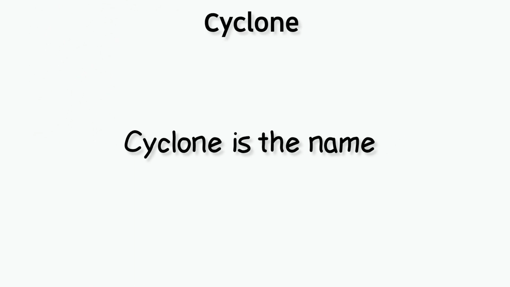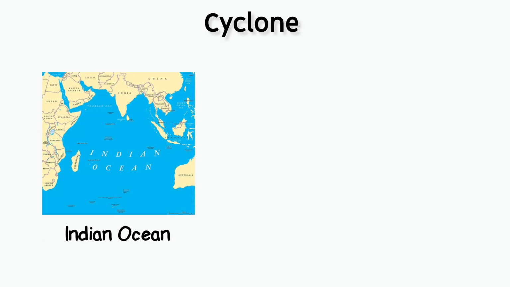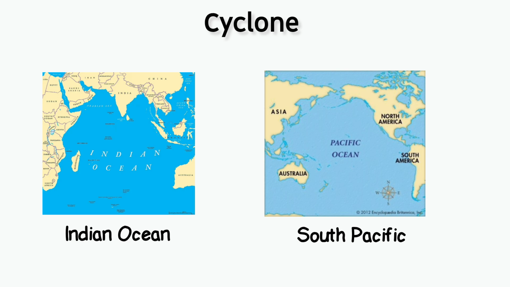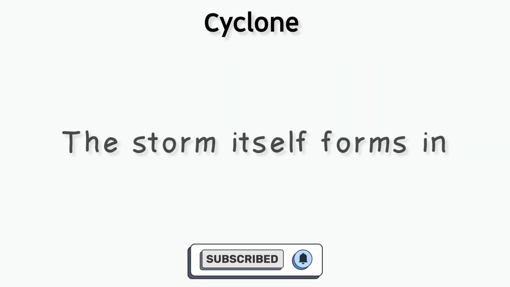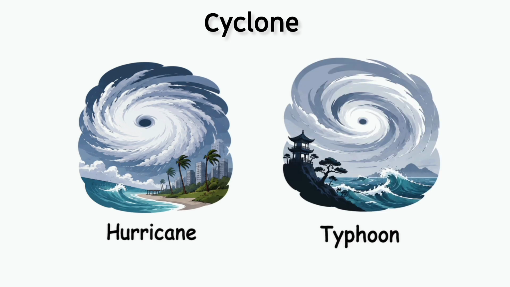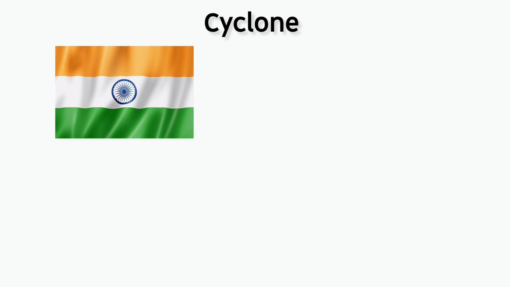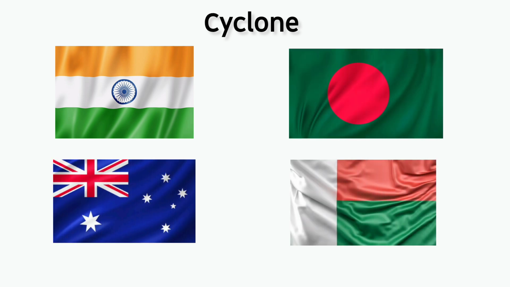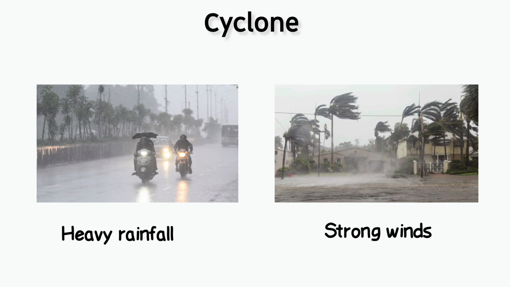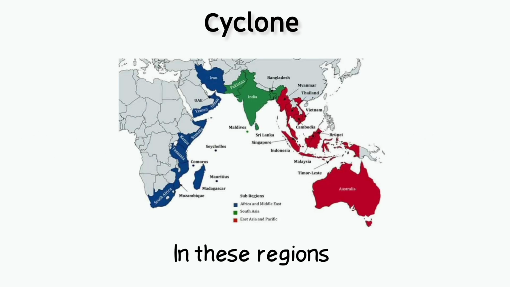Cyclone. Cyclone is the name commonly used for tropical storms that develop in the Indian Ocean and the South Pacific. Although the name changes depending on the region, the storm itself forms in much the same way as hurricanes and typhoons. Cyclones often affect countries including India, Bangladesh, Australia, and Madagascar. Heavy rainfall and strong winds make them one of the most dangerous weather events in these regions.